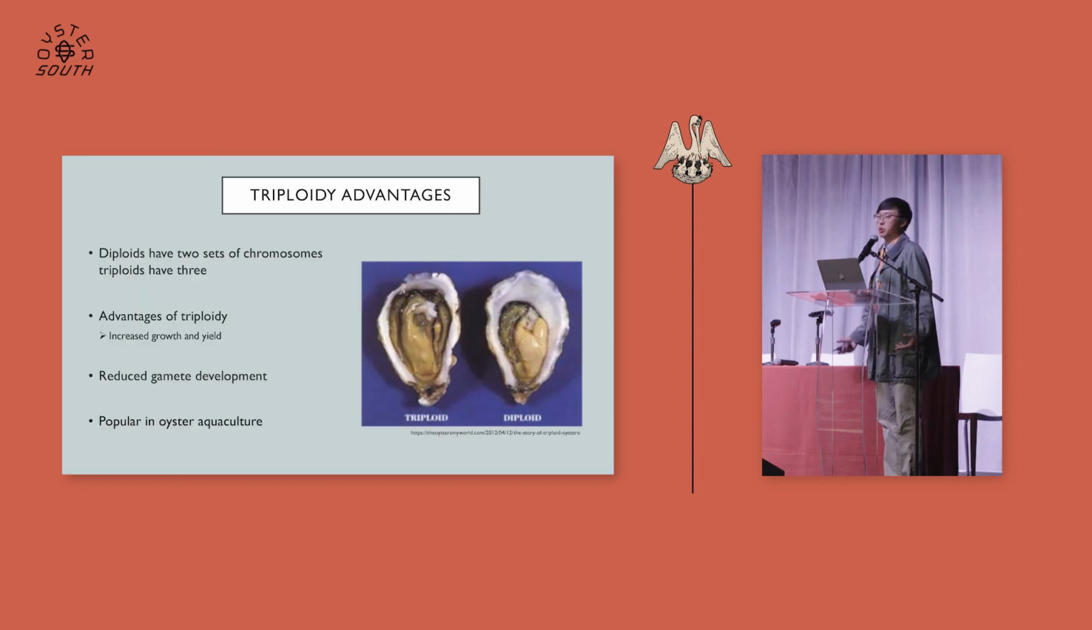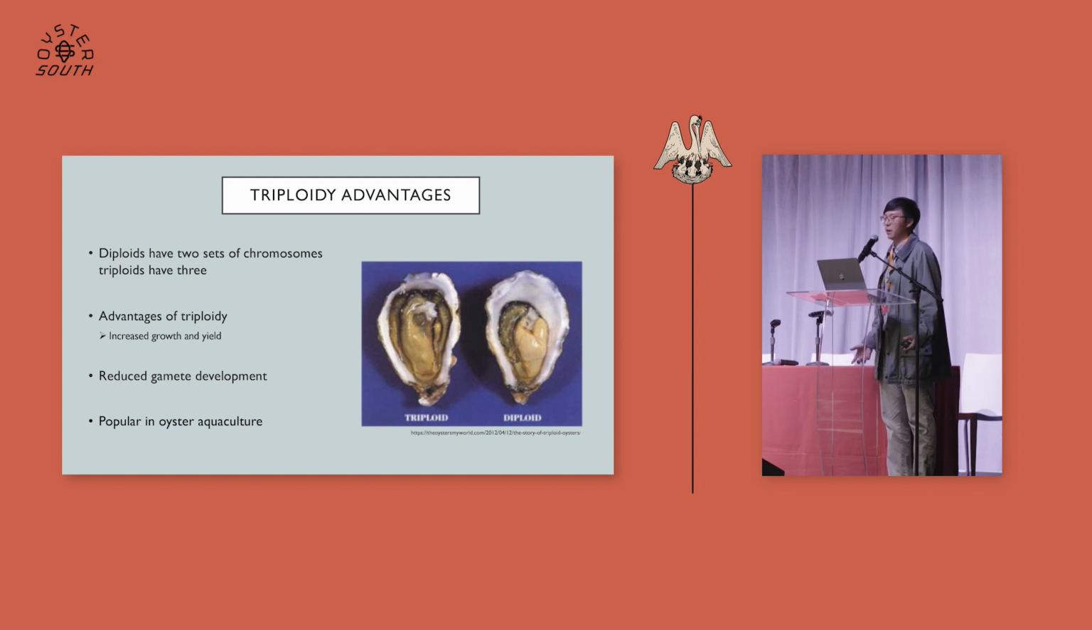All right, so the genetic difference between diploids and triploids is that diploids have 2 sets of chromosomes, while triploids have 3. Now, the primary advantage for triploidy in aquaculture is that triploids show increased growth and yield when compared to diploids while they're grown out in the field.